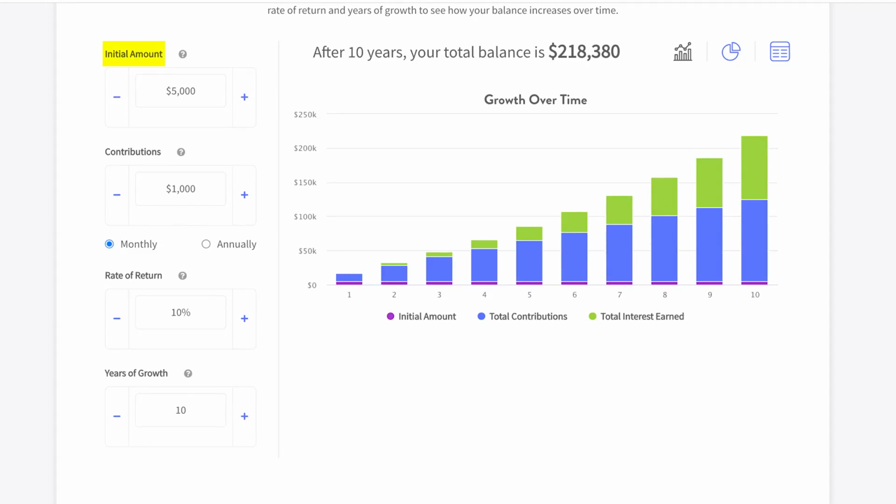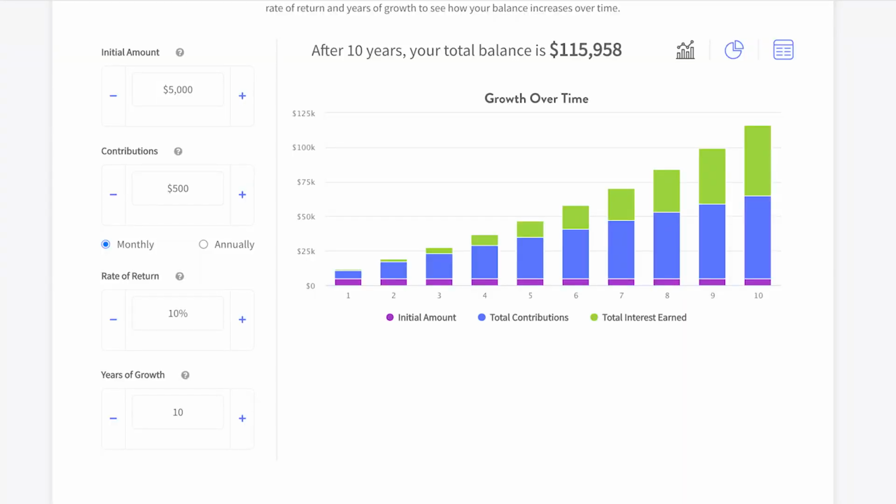And let's just take a quick look at a calculator. Let's say we are starting with a $5,000 investment and we are automating our investing. So we are contributing $1,000 every single month and we're getting a 10% rate of return over 10 years. So that's going to give us a balance of $218,380. So if we were to miss some of those months and it actually averaged out to us investing just $500 a month, half of what we would have been, then our ending balance is going to be $115,958. So you can see the significant difference.